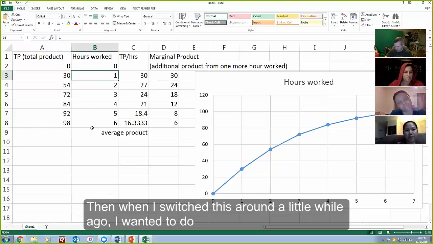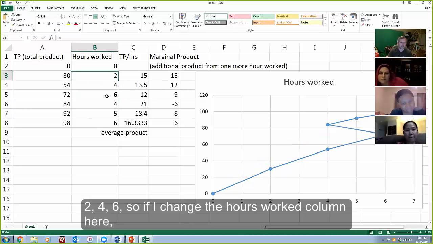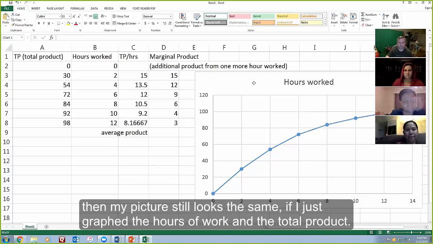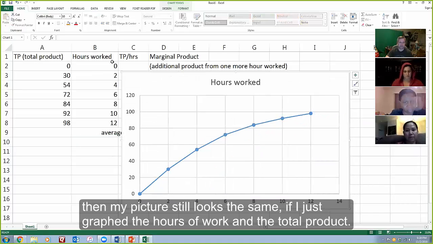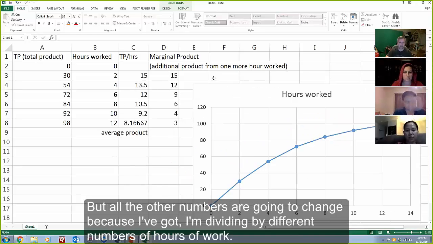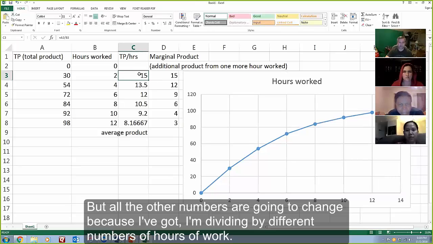Then when I switched this around a little while ago, I wanted to do 2, 4, 6. So if I change the hours worked column here, then my picture still looks the same. If I just graphed the hours of work and the total product, I still get this total product line that has kind of this curvature to it. But all the other numbers are going to change because I'm dividing by different numbers of hours of work.